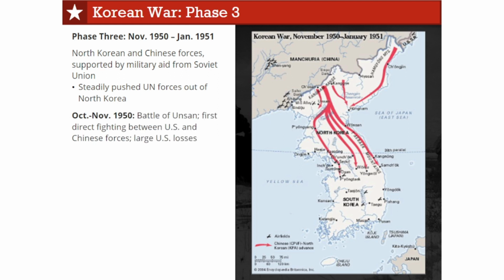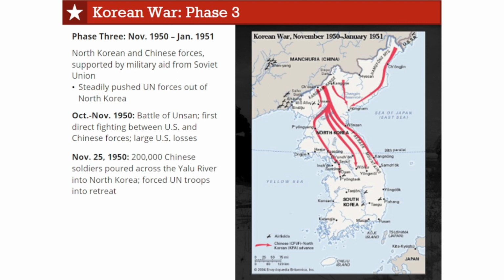Chinese forces began with a series of combat engagements now called the Battle of Unsan that took place from October 25th to November 4th, 1950. On November 1st, U.S. infantrymen experienced their first direct fighting with Chinese Communist forces, fighting that resulted in large U.S. losses. On November 25th, nearly 200,000 Chinese soldiers poured across the Yalu River, forcing UN troops into a retreat.